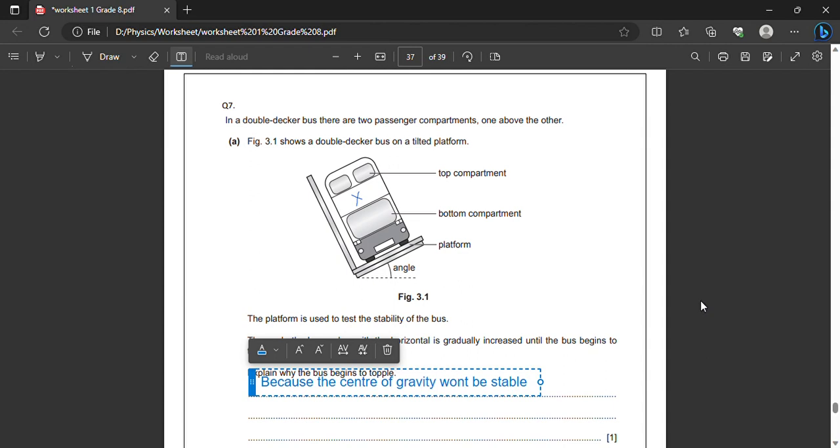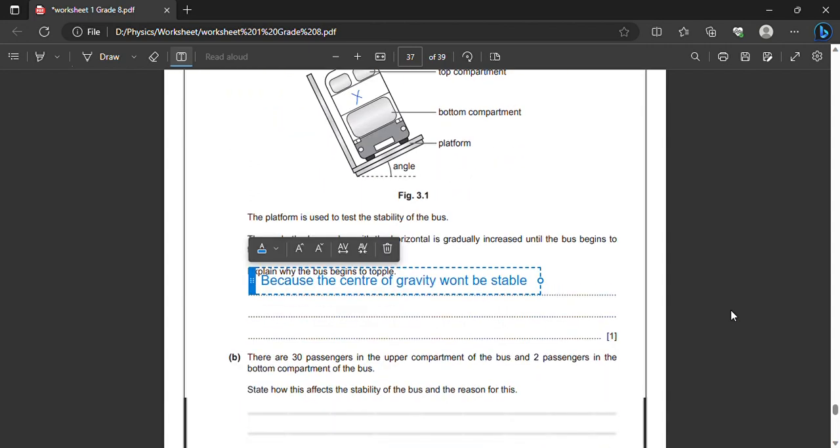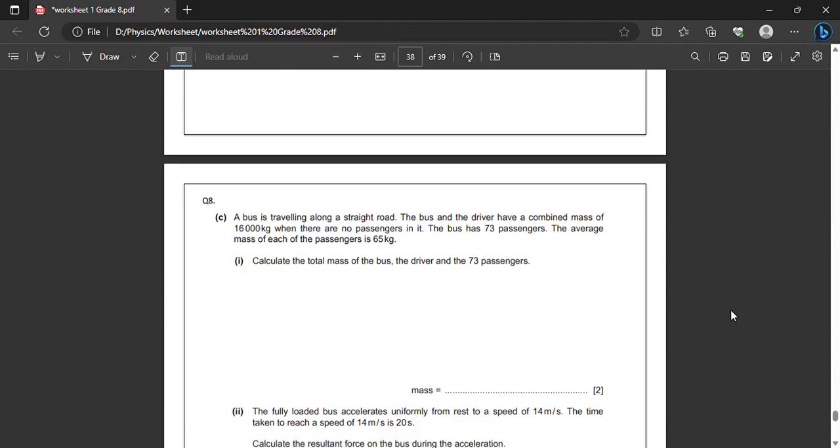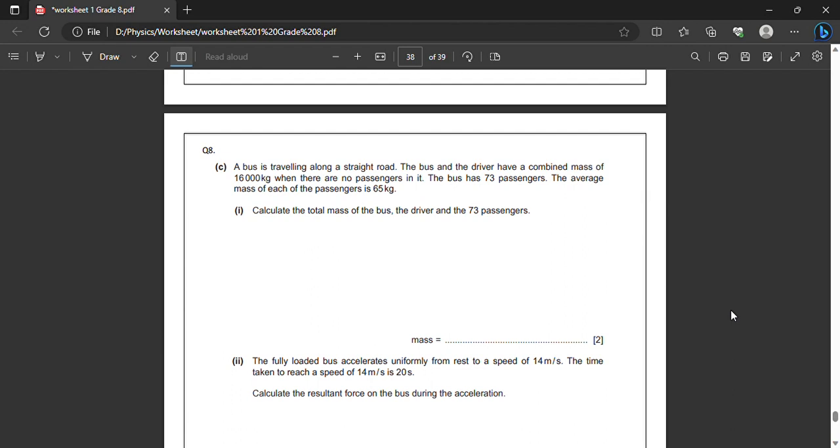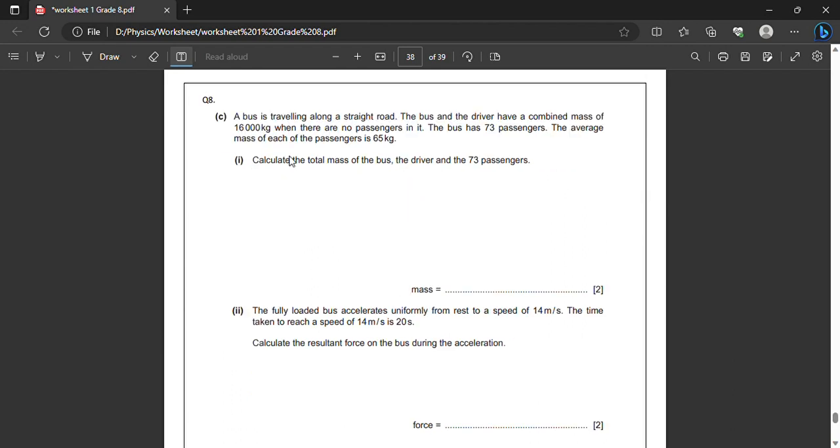So now let's check the last question. I know it's 1 hour 59 minutes by now, so this is the last question I'm going to solve. Let's read the question. A bus is traveling along a straight road. The bus and the driver have a combined mass of 16,000 kilograms when there are no passengers in it. The bus has 73 passengers. The average mass of each passenger is 65 kilograms.